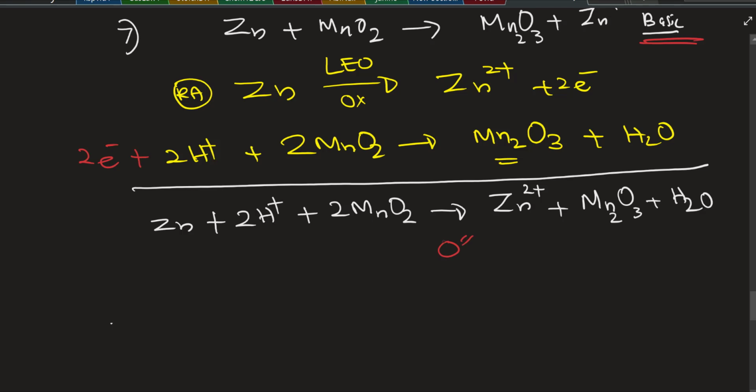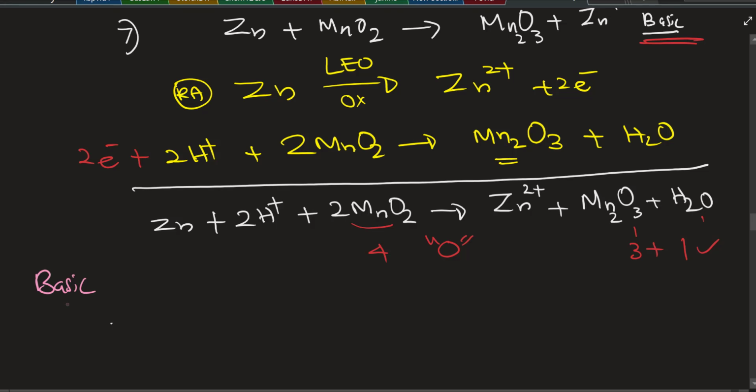Now we can do the check all, just to see whether we all are good. 2 times 2, it's 4 oxygen here. You have 3 here and 1 here. So 4 oxygen to 4 oxygen. Everything is balanced. So acidic method is done.